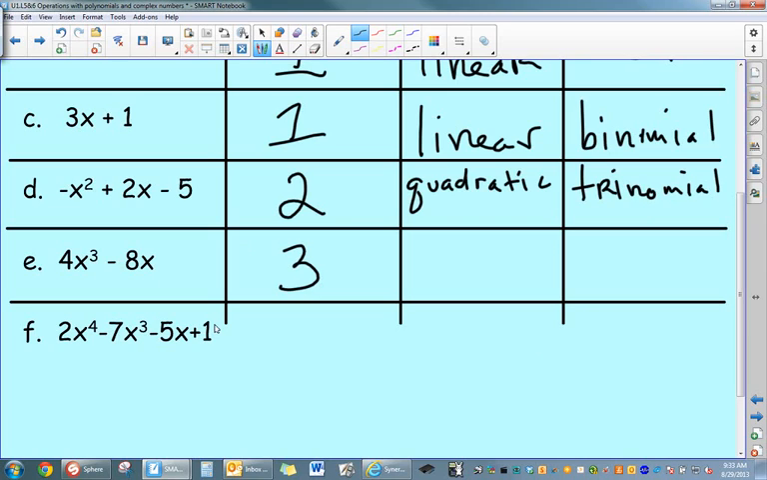I'll come back to it. What was that? Q, yeah, Q something. Q bit, yeah, Q bit. And what's the question? For C, why is it a binomial? How many terms are there?